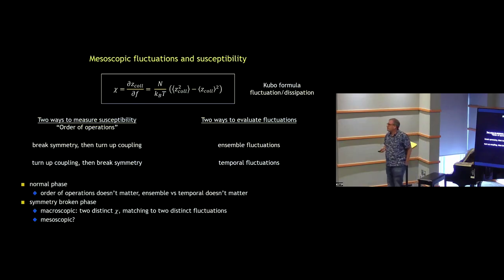In the normal phase, the paramagnetic phase, it turns out it doesn't matter in which way you measure susceptibility, and it doesn't matter which kind of fluctuations you characterize, you get the same answer. But in the symmetry-broken phase, let's say in a ferromagnet, it could matter. In the macroscopic regime, it actually matters a lot. You get two very different answers to the fluctuations and two different values of the susceptibility depending on the order of operations. But for a mesoscopic regime, how should we consider this question?